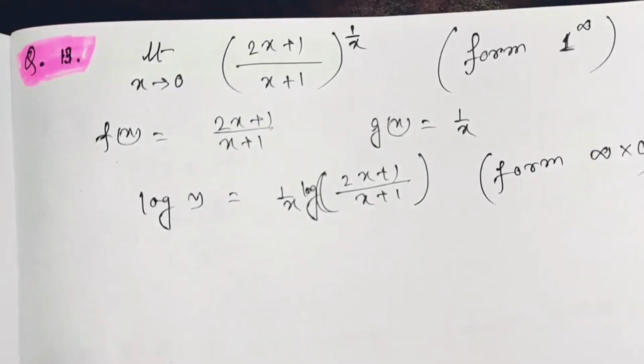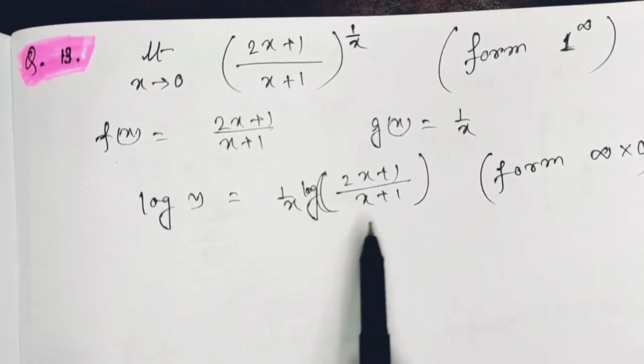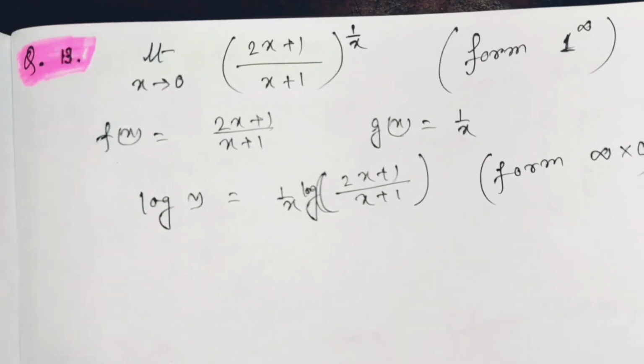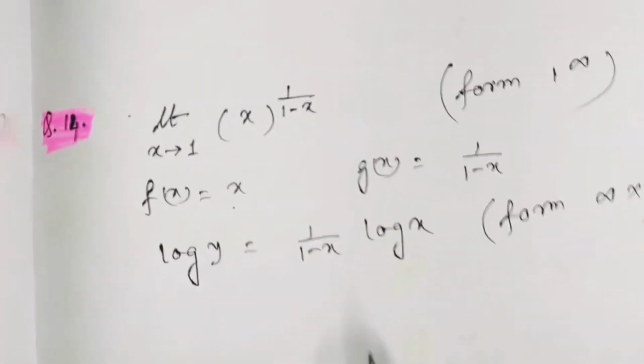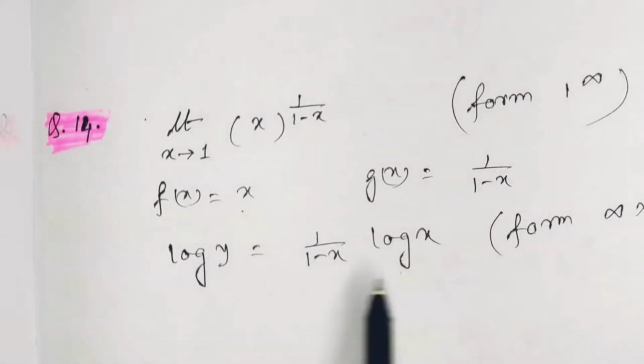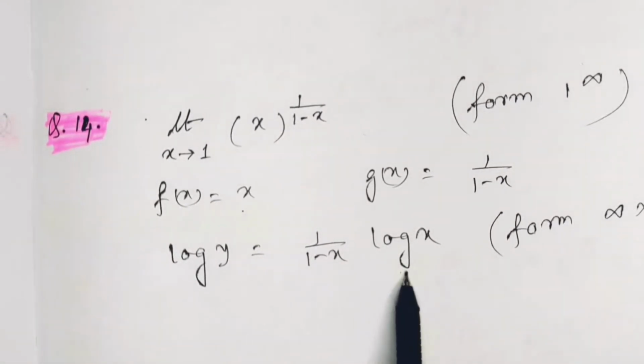Here is one more question, and here also we proceed the same way. Here again we have to take the log, and after that we reconstruct it in the form of 0 by 0 or infinity by infinity and solve just like the previous two. And this one is the final one. One more question, we just rewrite it in the form of 0 by 0 or infinity by infinity, and we should solve it out.